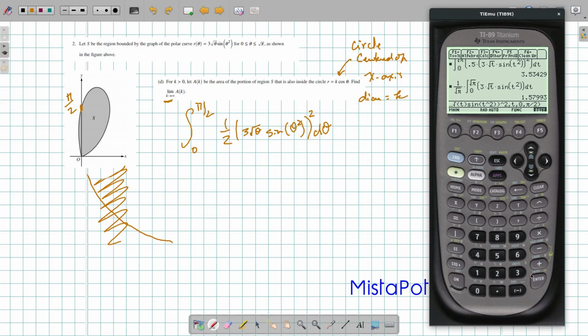Going to take a bit. That's perfectly fine. We've got all day for the AP exam. So we get our area is 3.324. So that's how we find it.